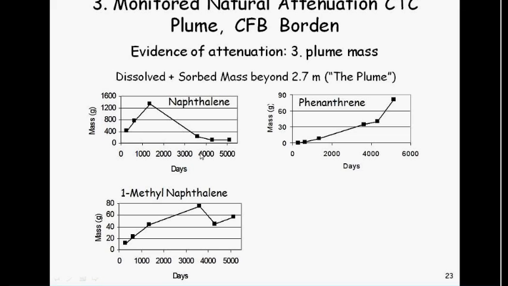And here's the mass over time from those sampling snapshots. You see, interestingly, the naphthalene mass goes up, and then it's gone down. Well, the mass in the plume has in fact gone down. At the same time, the plume grew, and then it shrunk in cohort with that mass.